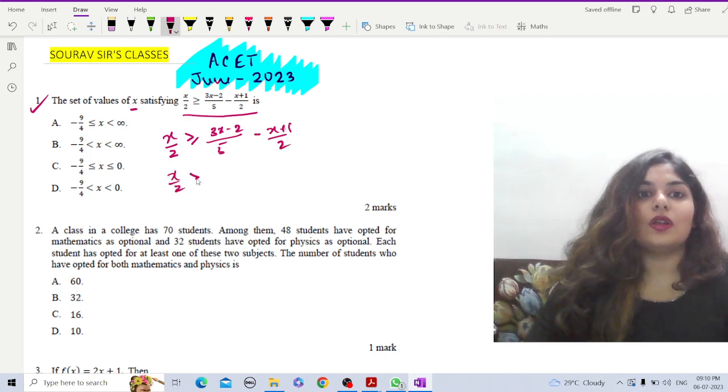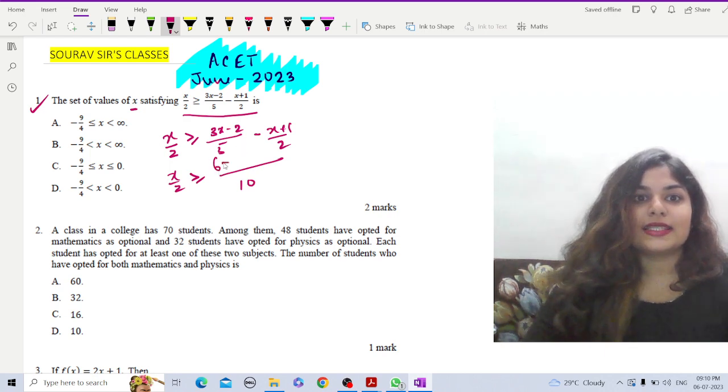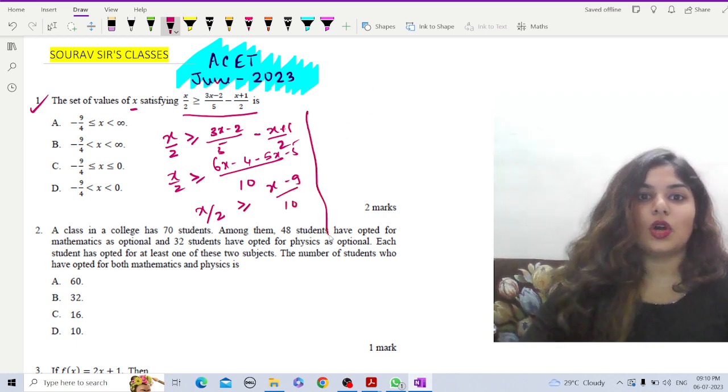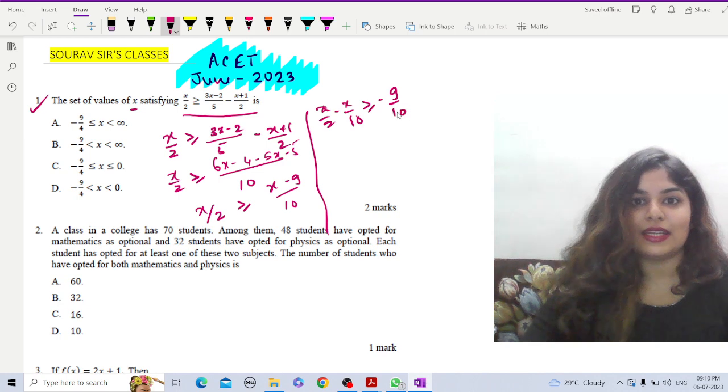Now let us solve. So this is x by 2 greater than or equal to, let us take the LCM, 6x minus 4 minus 5x minus 5. So this becomes x by 2 greater than or equal to (x minus 9) by 10. Now let us solve both sides. So x by 2 minus x by 10 is greater than or equal to minus 9 by 10, correct?